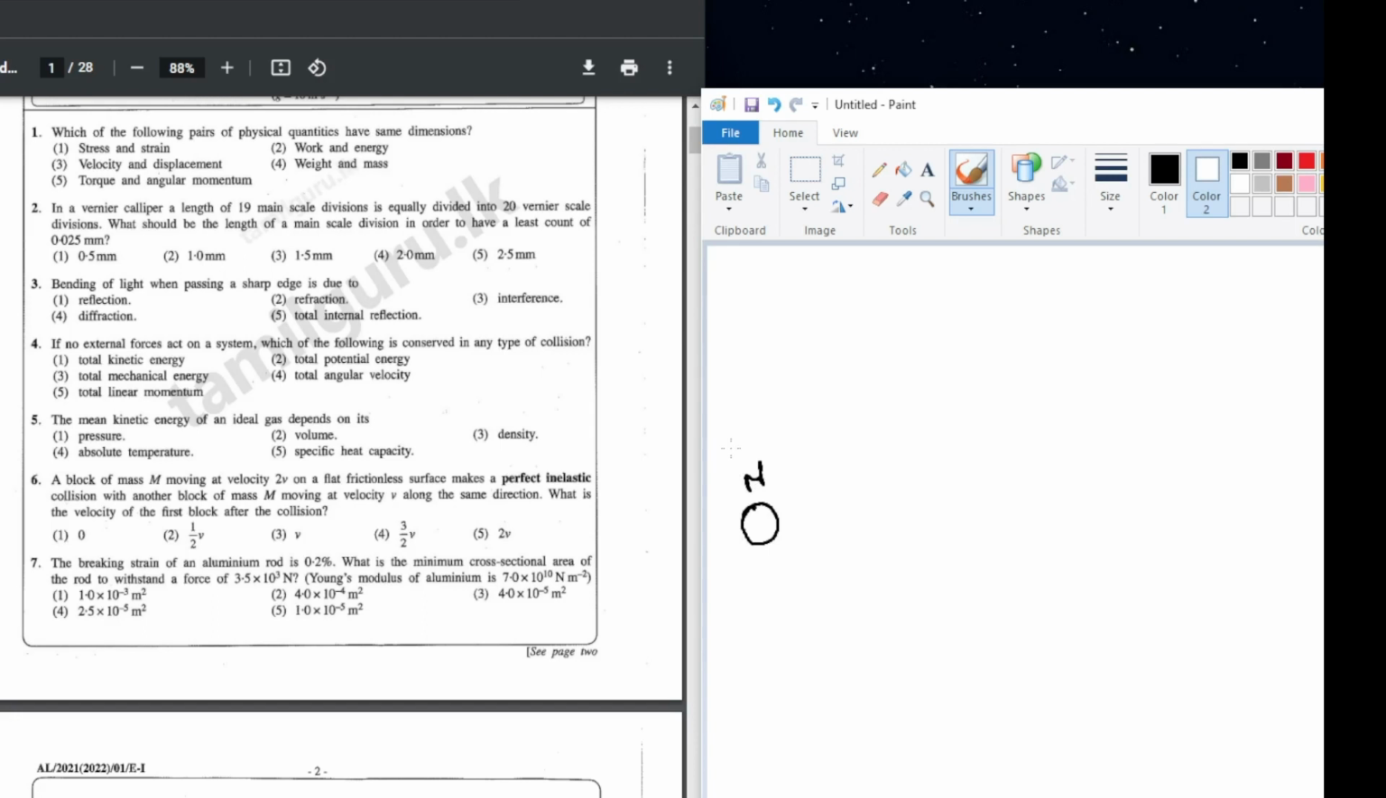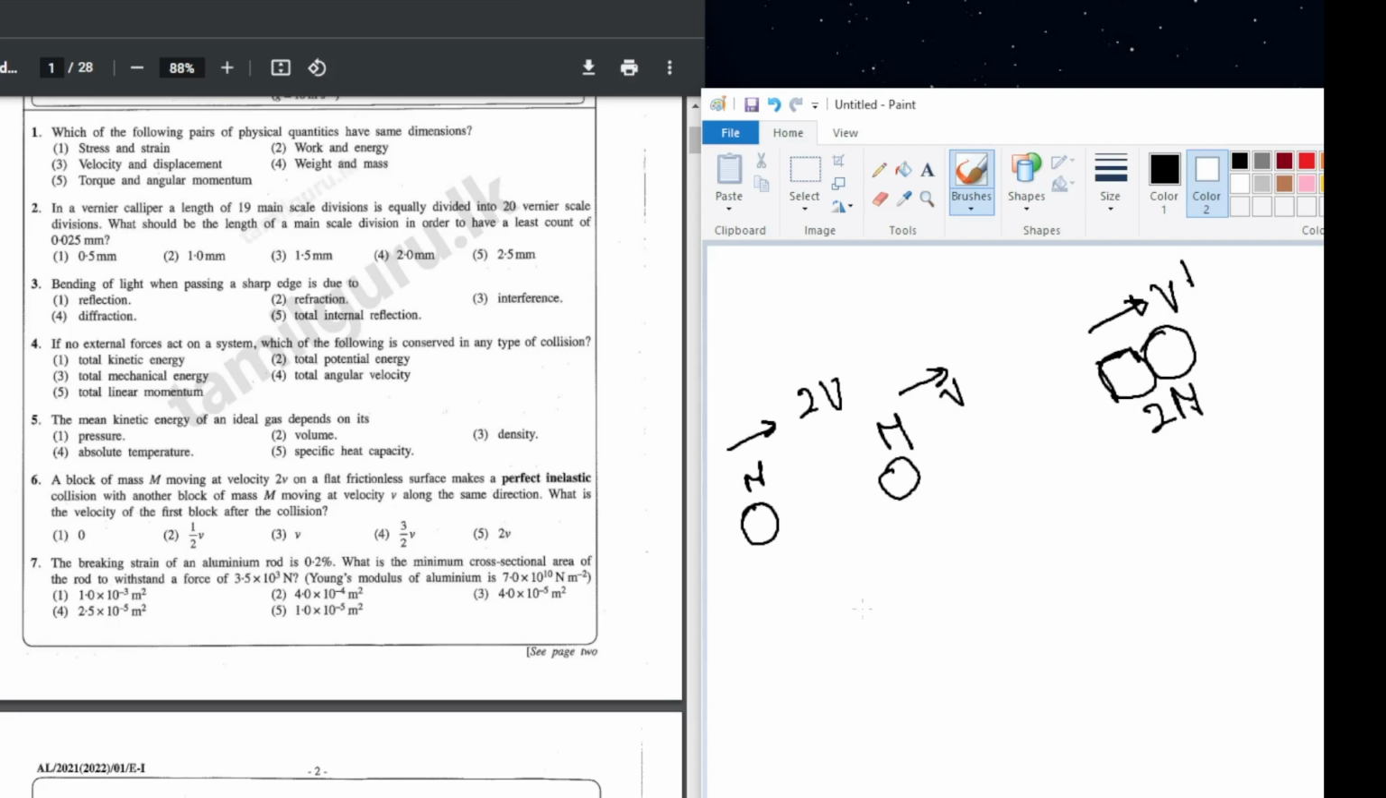Mass capital M moves at a velocity 2v. The other mass, same capital M, moves at a velocity v. Before collision, they move as in the figure, and then they collide and stick together because it's a perfectly inelastic collision. They stick together. The total mass is now 2m. We take that final velocity is v dash.